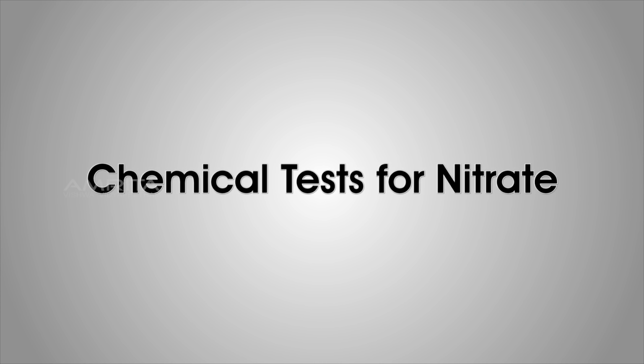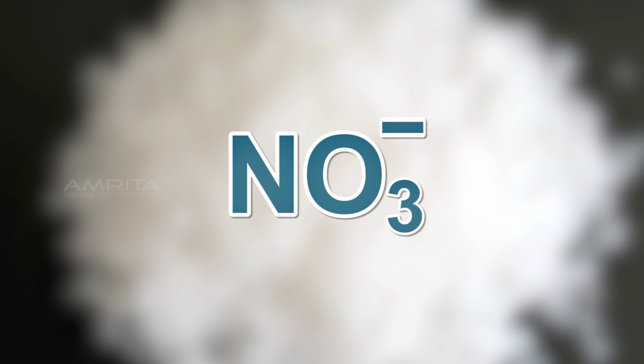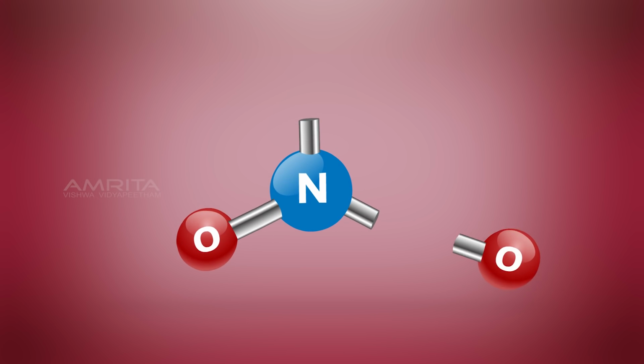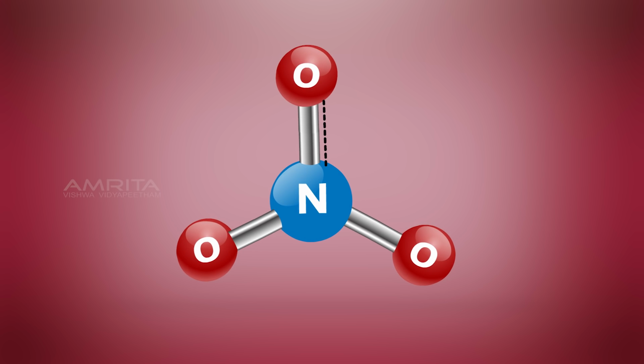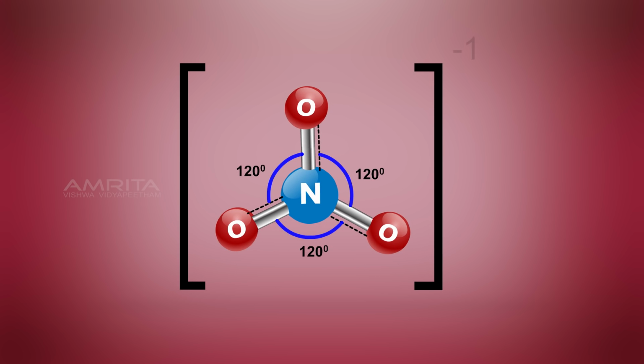Chemical tests for nitrate. Nitrates are compounds containing nitrate ions. The nitrate ion consists of one central nitrogen atom surrounded by 3 oxygen atoms in trigonal planar arrangement. The nitrate ion carries a formal charge of -1.